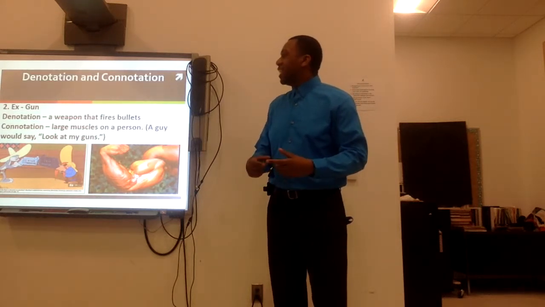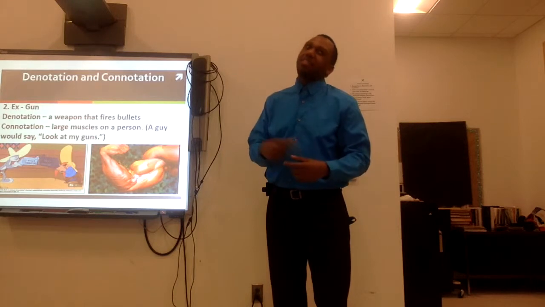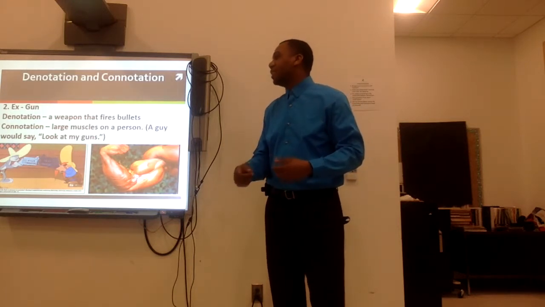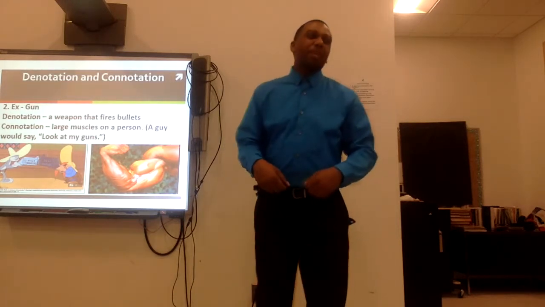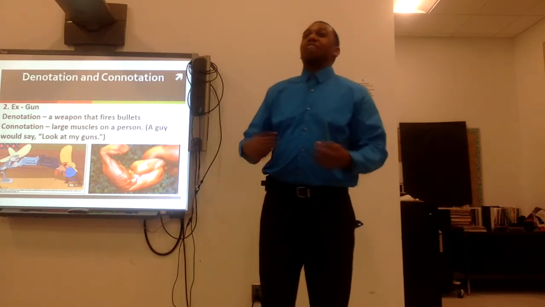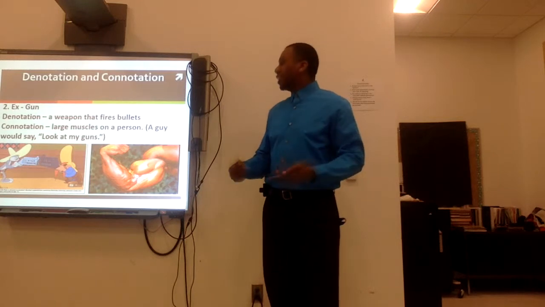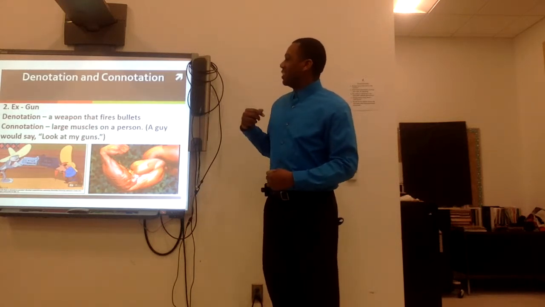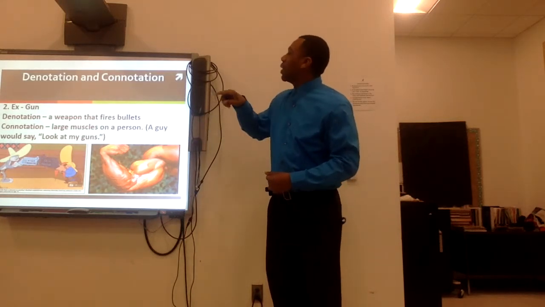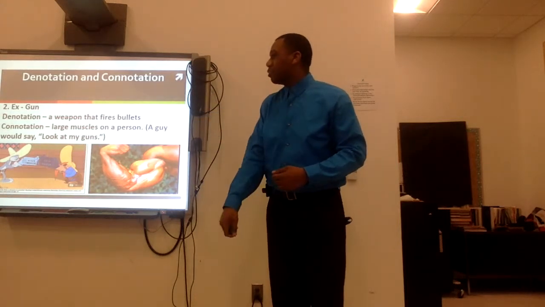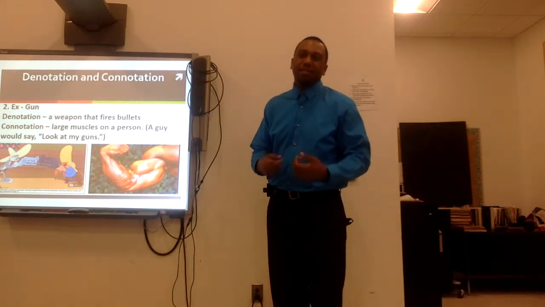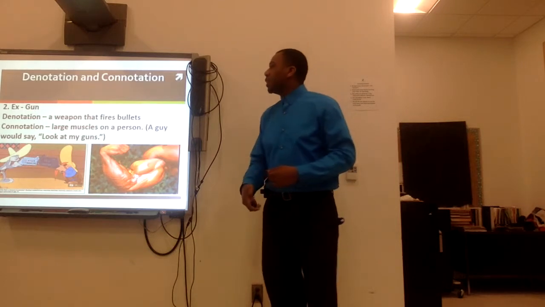Now, you can clearly see that the denotation of a weapon is totally different than the actual large muscles, even though in today's terms we would actually classify our muscles as weapons if we were using them, let's say, in boxing. But outside of that, you would literally say that the connotation of a word deals with muscles, whereas the denotation of a word simply deals with the actual literal definition. Okay? All right, one more example.